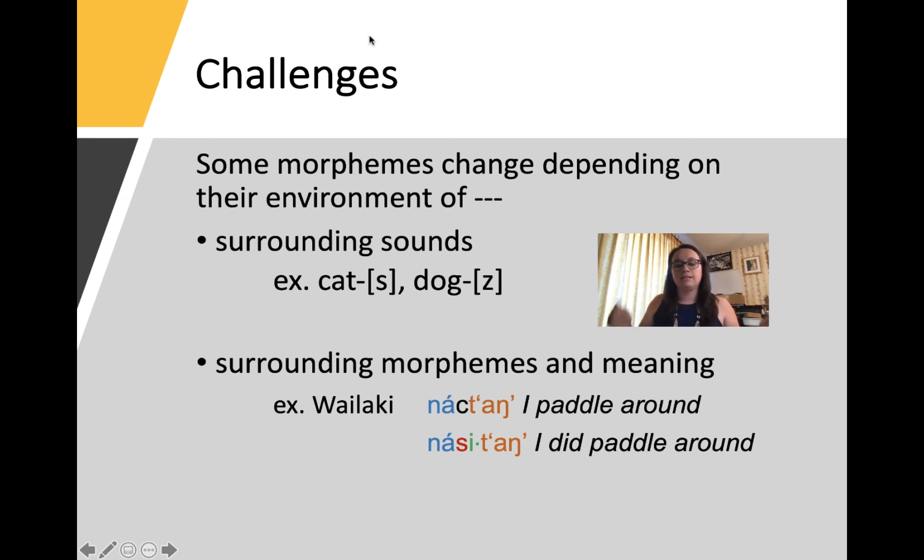So the part that means I shape shifts from a sh to an E or an E to a sh depending on whether or not that perfective morpheme is before it. So we have nasi tunk and nash tunk. It's shape-shifting because of the surrounding morphemes, and that's real consistent throughout the language.